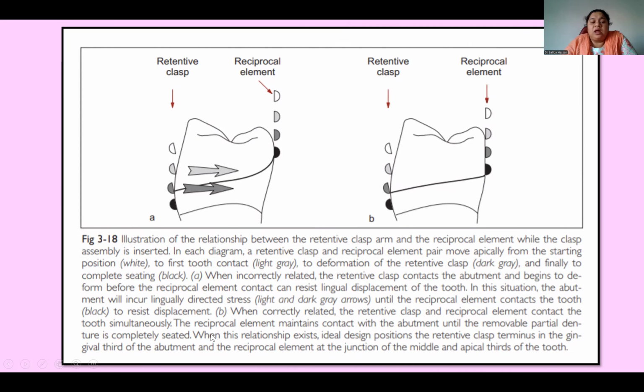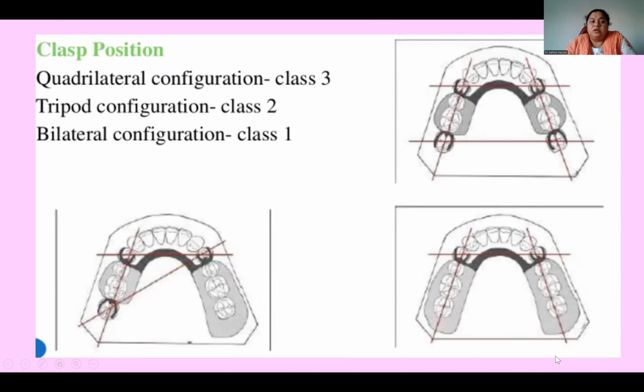The reciprocal element maintains contact until the removable partial denture is seated. When this relationship exists, ideal design positions the retentive clasp in the gingival third and the reciprocal element at the junction of middle and apical third of the tooth. Now, class position, this is very important.